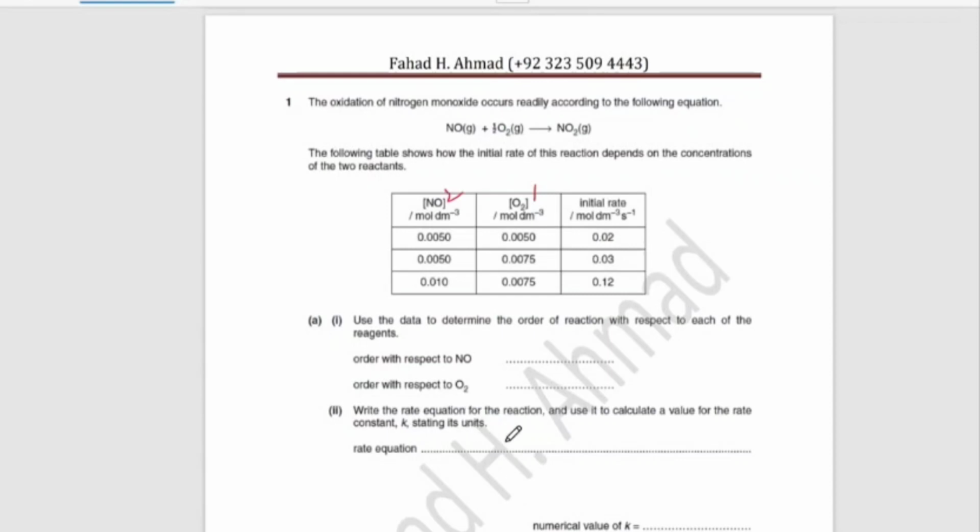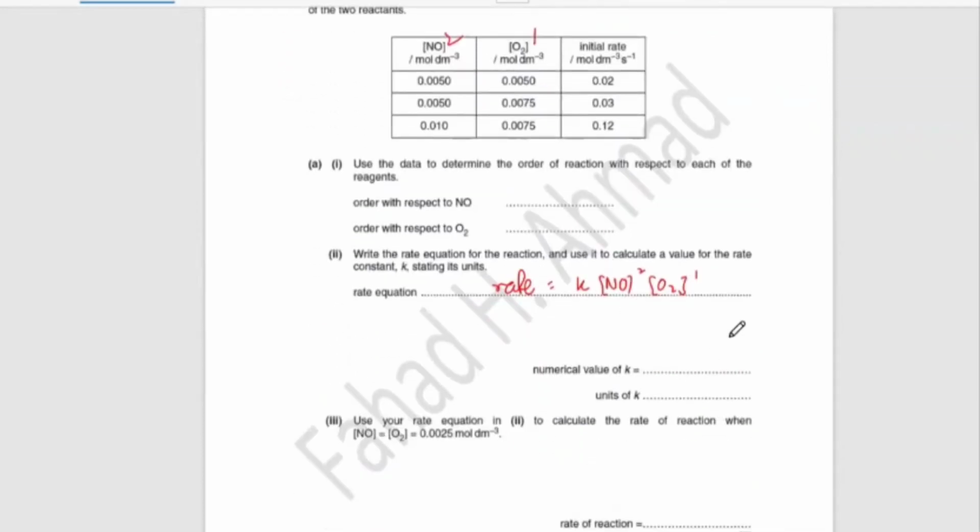तो उससे क्या? Write the rate equation. So just write it down. Okay, rate is equal to K NO squared, and O2 is power 1. ठीक है, clear है? And फिर वो value of K निकालो. So you just plug in the data के NO is 0.005, this is 0.005, rate is 0.02. उसको यहाँ पे plug in करो and you find the value of K.